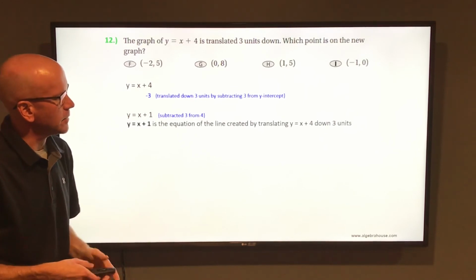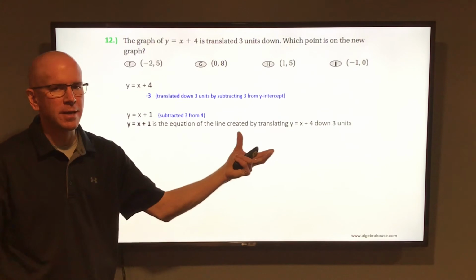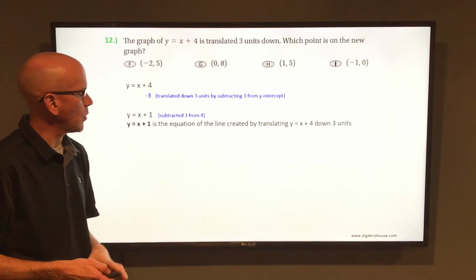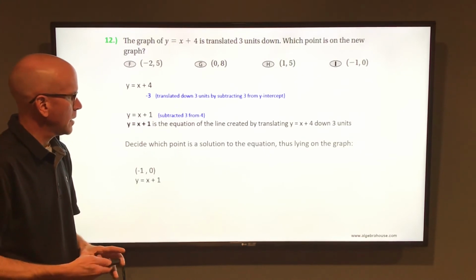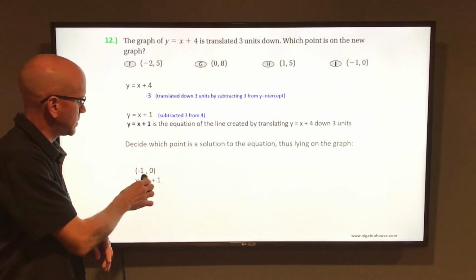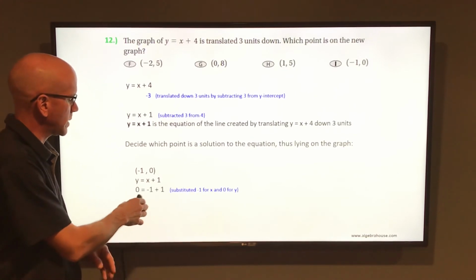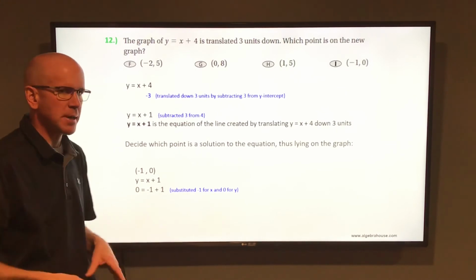So what we need to do now is decide which of these points, when you substitute the x, y values in, makes a true statement. If you take the point negative 1, 0, you substitute negative 1 in for x and 0 in for y, you're going to have 0 equals negative 1 plus 1. That's going to make a true statement.